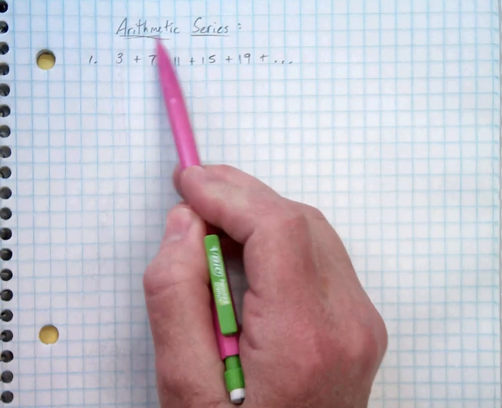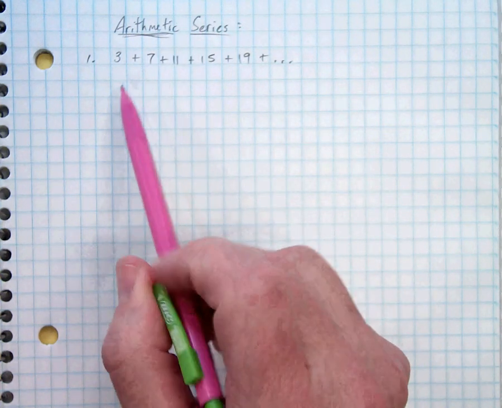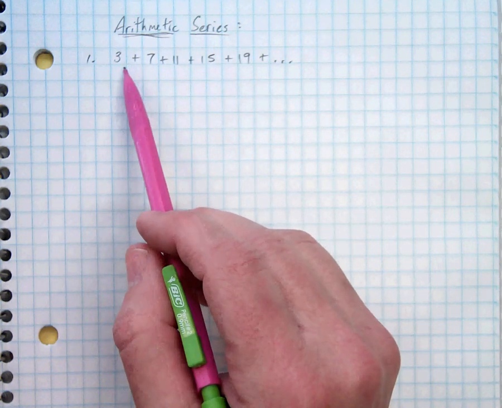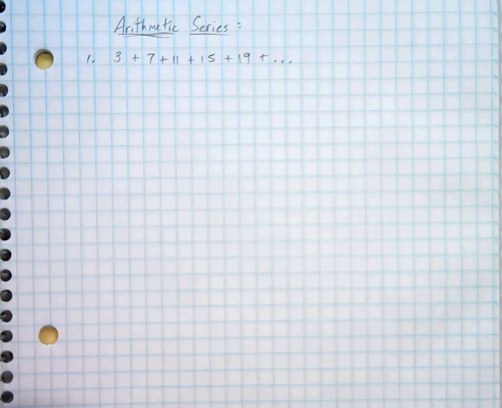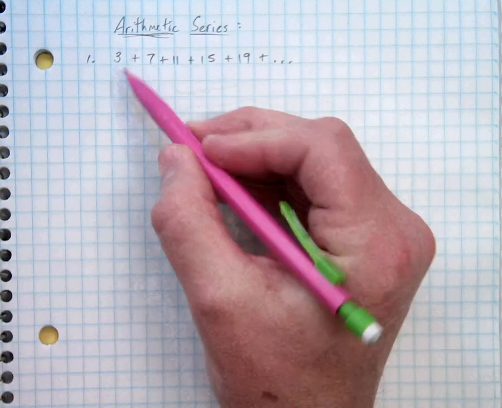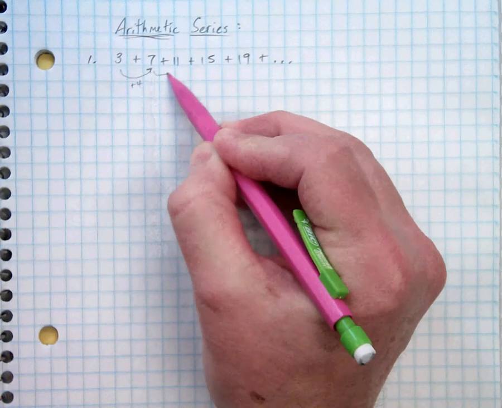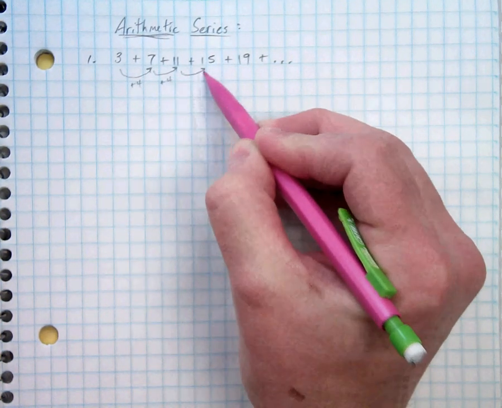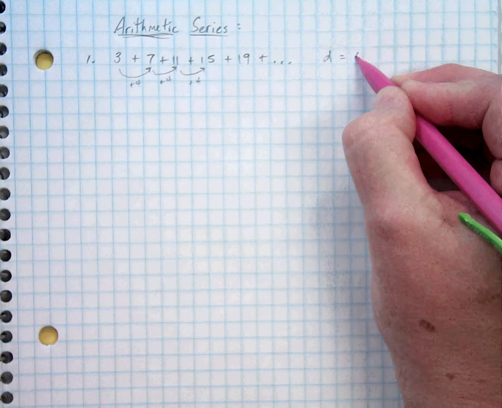So an arithmetic series is where we're adding up the numbers in an arithmetic sequence. We can see that this is an arithmetic series because there's a common difference. Go ahead and take a moment and find that common difference for me. Okay, so you should have seen that the common difference here is 4. We add 4 to get from 3 to 7, we add 4 to get from 7 to 11, we add 4 to get from 11 to 15, and so on. So we say d, which is our common difference, is 4.